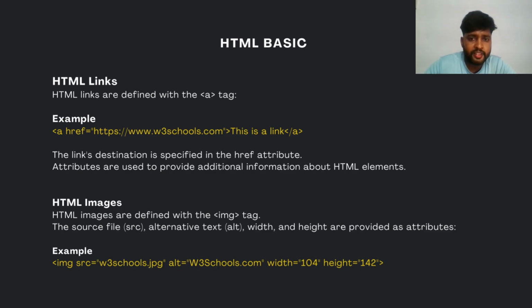Next, HTML images. HTML images are defined with the img tag. The source file src, alternative text alt, width and height are provided as attributes. Here is an example of an image tag. We take an image tag and also take a src source file, alternative text, height and width. The image tag has no closing tag.